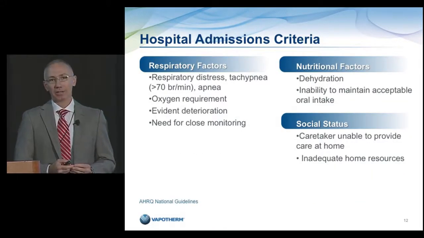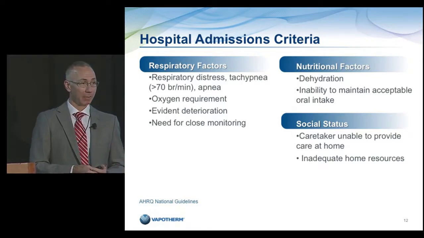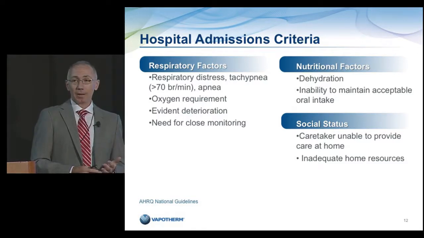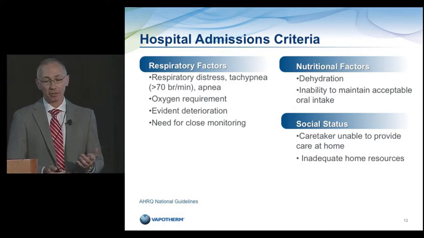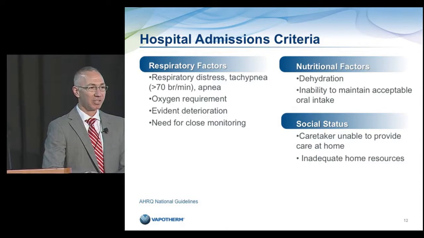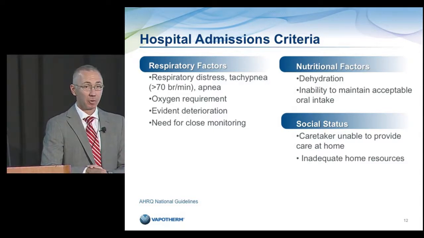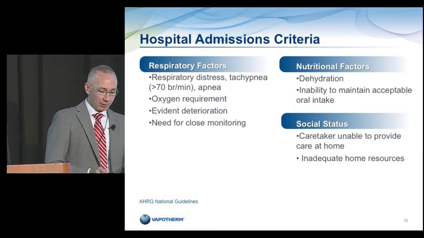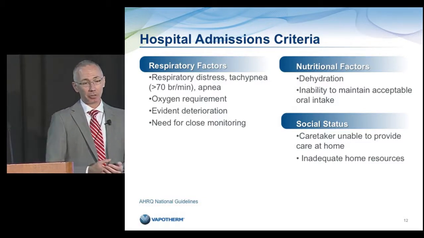The AHRQ has guidelines to help us decide which patients should come in for inpatient observation and who can be sent home. You can do an analysis with respiratory factors, nutritional factors, and social factors. So with respiratory factors, if someone is profoundly tachypneic, so a respiratory rate in excess of 70 or uncomfortably tachypneic at any rate, that patient deserves to be watched. Patients that are apneic for obvious reasons should be kept in the hospital. Those that require oxygen or that have clinical deterioration should come in for closer monitoring.